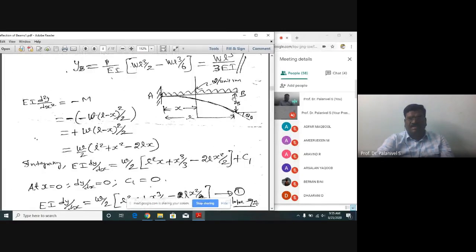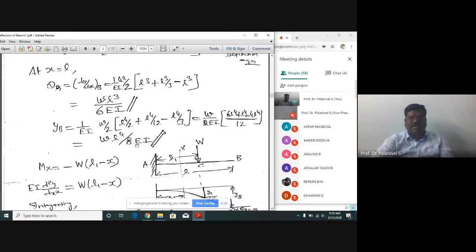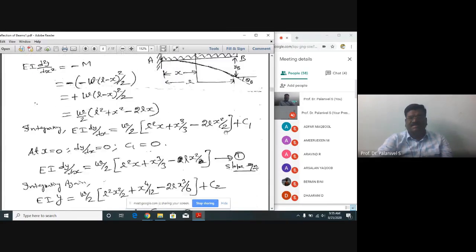So we know the deflection at the free end, which is WL power 4 divided by 8EI. Rotation is WL cubed by 6EI. The problem just now we have seen, in that the UDL is up to a length of a only. That is why instead of L, you substitute a. Wa cubed by 6EI, Wa power 4 divided by 8EI. So just see this problem like this.